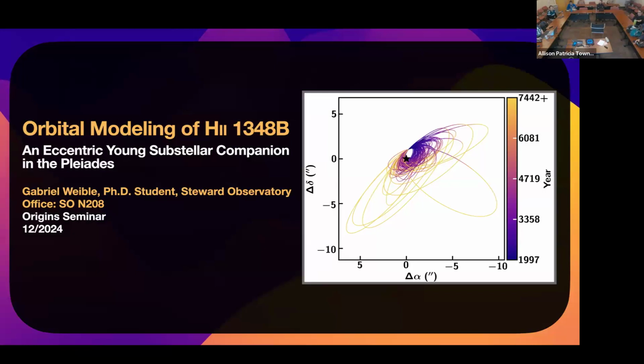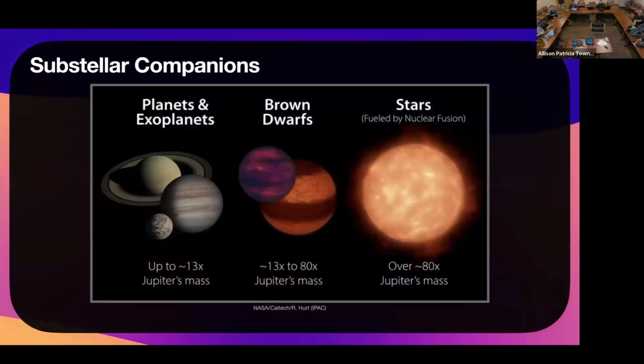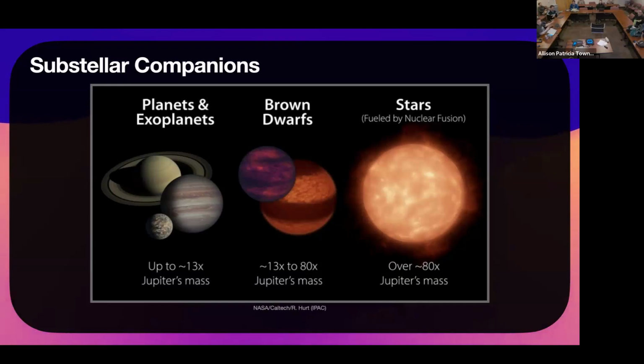All right, thanks, Kevin. Yeah, so I'm excited to talk about this project, something I've been working on for a few years and finishing up now. We'll start with just a brief introduction. I'm going to use this term substellar companions as a catch-all term a lot. So I'm throwing in brown dwarfs and exoplanets, especially gas giant exoplanets, into one term.